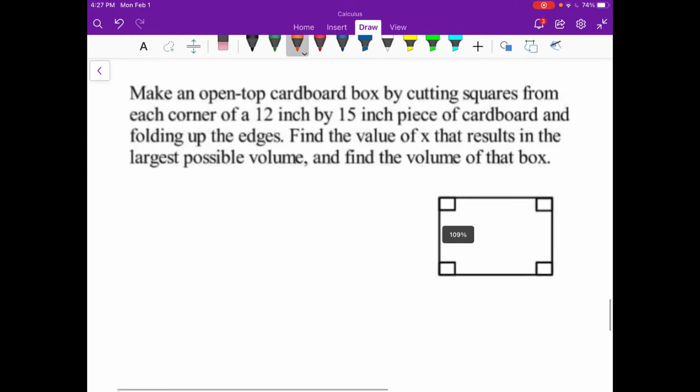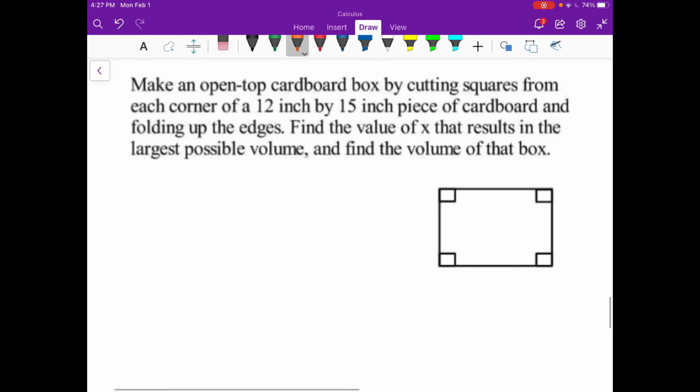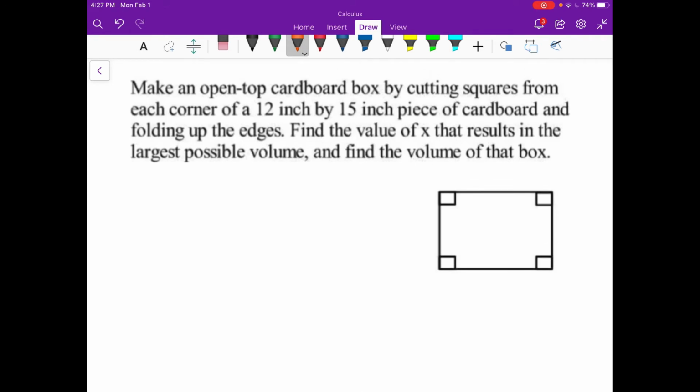All right. I believe this is our last example. It says, make an open-top cardboard box by cutting squares from each corner of a 12-inch by 15-inch piece of cardboard and folding up the edges. Find the value of x that results in the largest possible volume and find the volume of that box. So these little squares here, we're going to call these x.